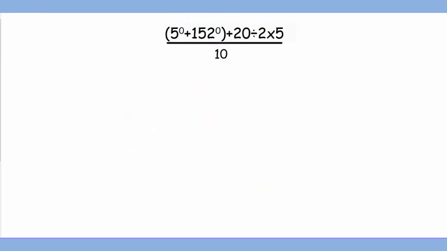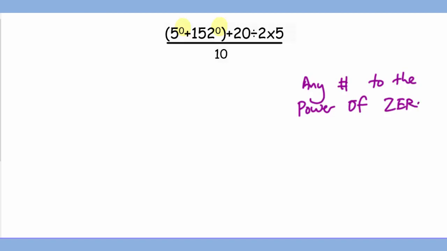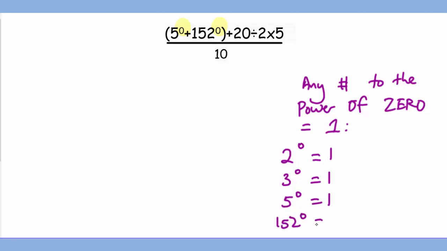In this last question, there's a few things I want to teach before we actually get to the question. Notice there's a 0 power right here. The first thing that I want to go over is the fact that any number to the power of 0 equals 1. Such as 2 to the power of 0 will be 1, 3 to the power of 0 equals 1, 5 to the power of 0 equals 1, so it's 152 to the power of 0, which will still be 1. Given that, please consider finding out why this is the case, and we can discuss more in class.